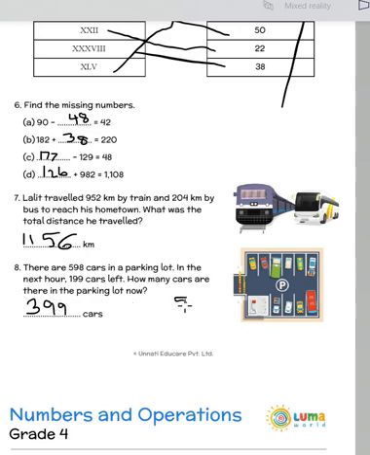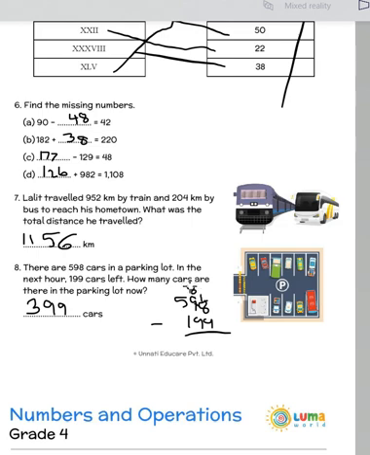So we have 598 minus 199. Remember, 8 minus 9 is not possible, so you need to borrow, and this becomes 18 and this becomes 8 here.